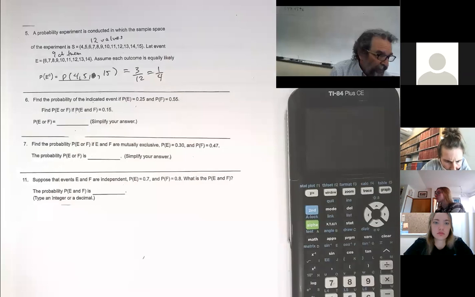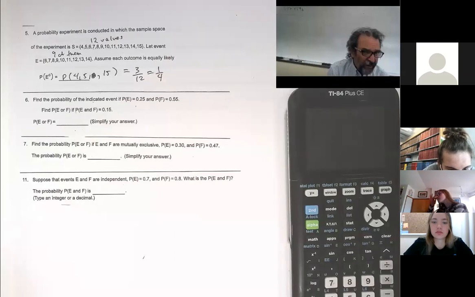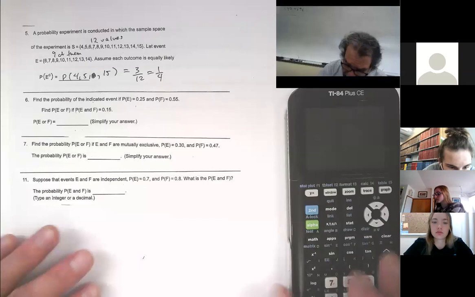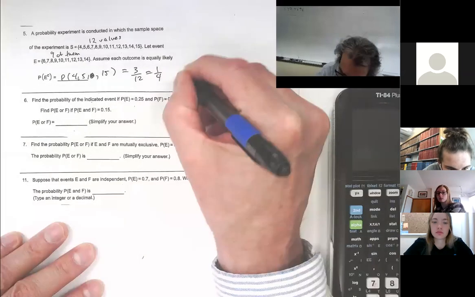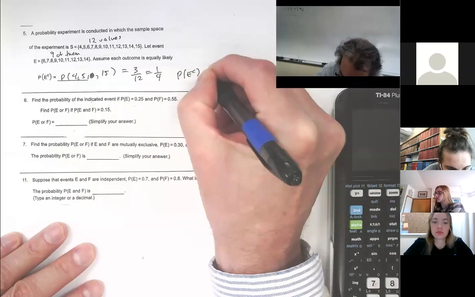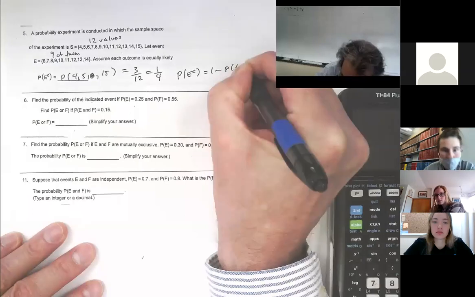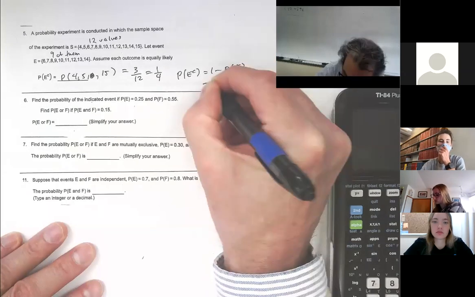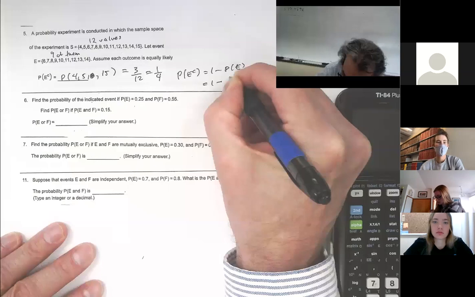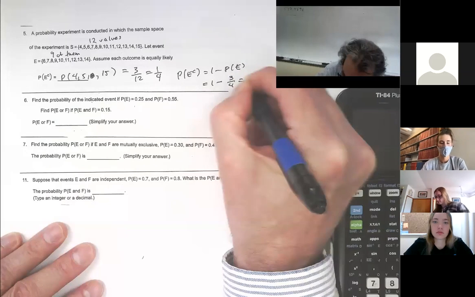Or you could have computed the probability of E. E was 9/12, which is 3/4, and then 1 minus 3/4 is 1/4. That would work too, if you want to do the rules. I have a feeling they want you to do that, so we'd write it here just in case. E complement is 1 minus probability of E, which is 1 minus 3/4. So there's all kinds of ways to do that problem.